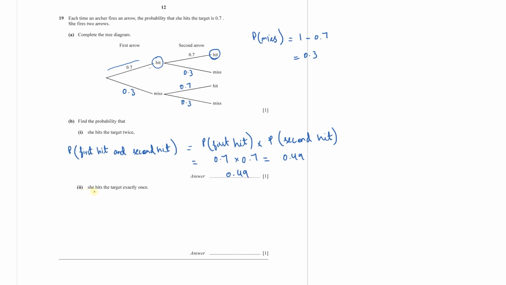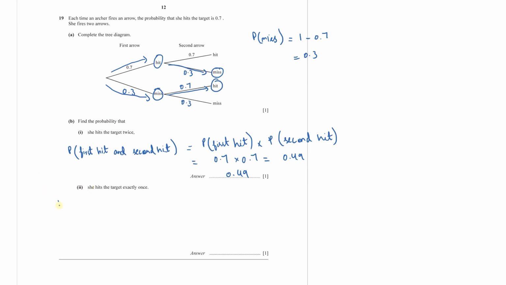Part two is she hits the target exactly once. So out of the two tries, what are the possibilities of getting exactly one hit? That is, you get the hit the first time and then you miss the second time. In this case, out of the two tries, you have exactly hit the target once. But there is also another case where you miss the first time but hit the second time. So in this case as well, you have hit the target exactly once.